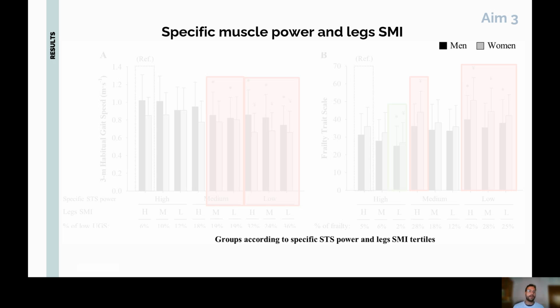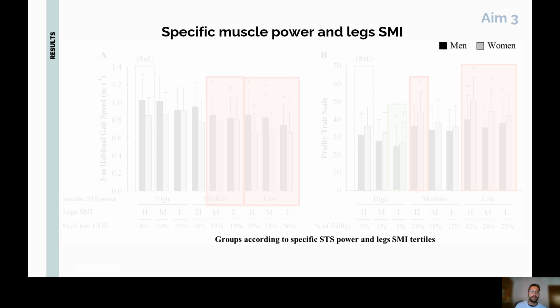Finally, the specific muscle power and leg skeletal muscle index were analyzed in this slide. As you can see, having a low specific STSS power was different from the reference group, and having this low specific STSS power meant a low gait speed independently of the leg skeletal muscle index. Additionally, medium groups had also an increased risk of having this low gait speed.